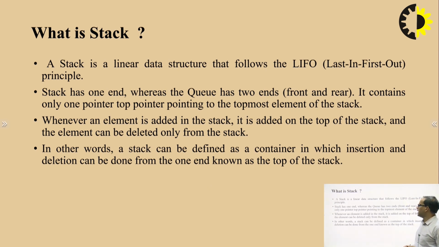Stack has one end, whereas queue has two ends, front and rear. Queue is another data structure which has two ends, front and rear. At front, we will remove the element, and at rear, we will insert the element. But in case of stack, there is only one end to remove the element or to insert the element.